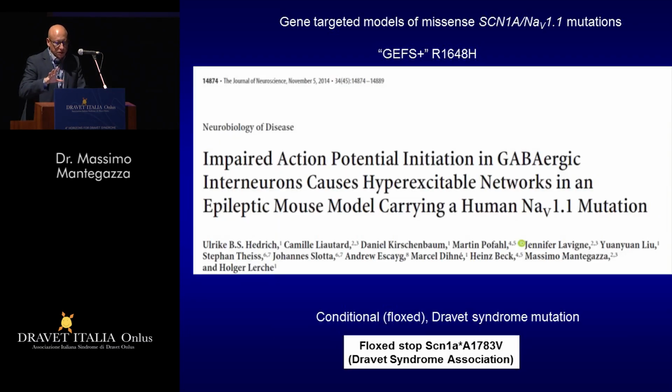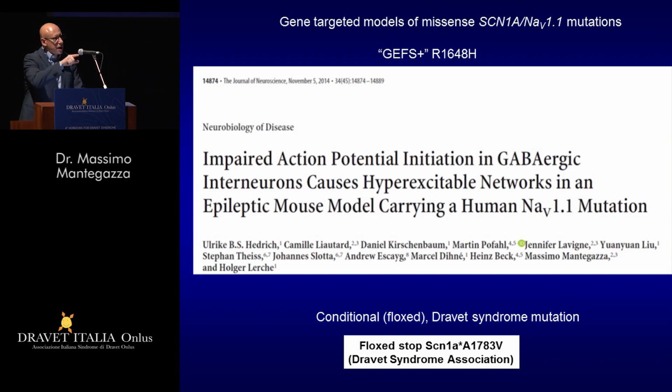So these models are knockouts, so you block completely the function of the protein. There are also models of missense mutations. A missense mutation changes a single amino acid in the protein. You still have some of the function of the protein. This is a GEF plus model carrying this mutation, the R1648H.